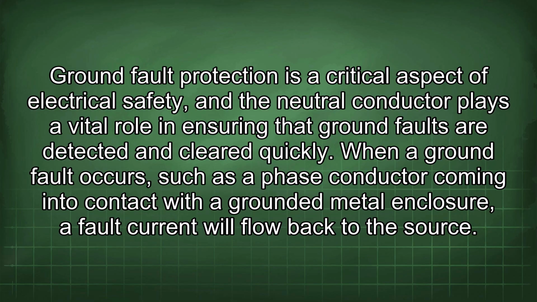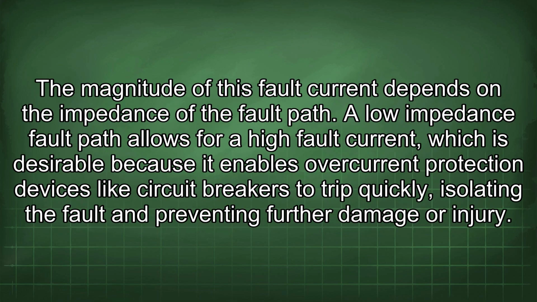Ground fault protection is a critical aspect of electrical safety, and the neutral conductor plays a vital role in ensuring that ground faults are detected and cleared quickly. When a ground fault occurs, such as a phase conductor coming into contact with a grounded metal enclosure, a fault current will flow back to the source. The magnitude of this fault current depends on the impedance of the fault path. A low impedance fault path allows for a high fault current, which is desirable because it enables overcurrent protection devices like circuit breakers to trip quickly, isolating the fault and preventing further damage or injury.